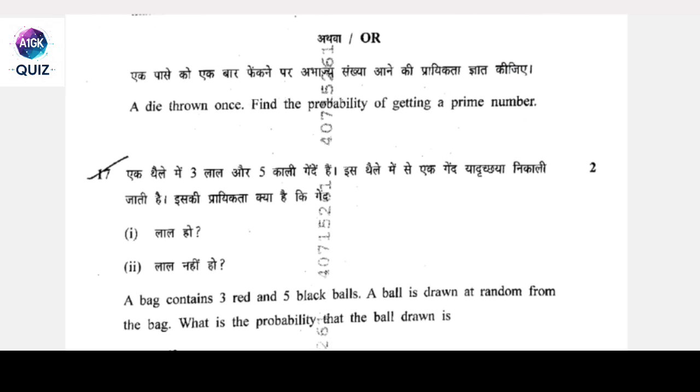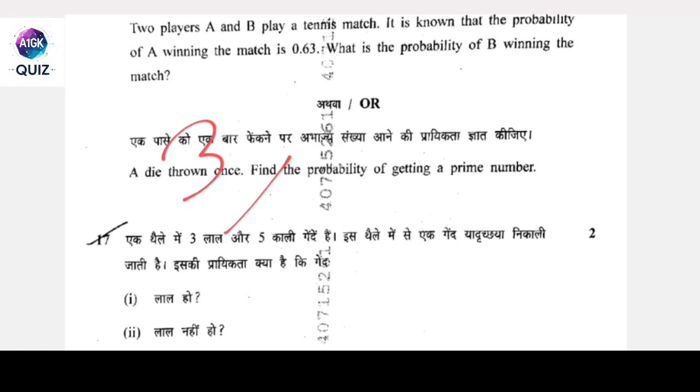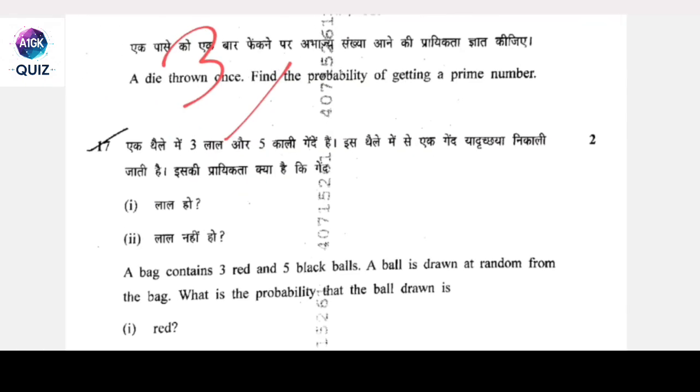If a dice is thrown once, find the probability of getting a prime number. In a dice, there are 6 outcomes: 1, 2, 3, 4, 5, 6. Means number of total outcomes is equal to 6, means n of S value is 6. Prime numbers in a dice are 2, 3 and 5. There are 3 prime numbers. So the probability is 3 by 6, means 1 by 2.